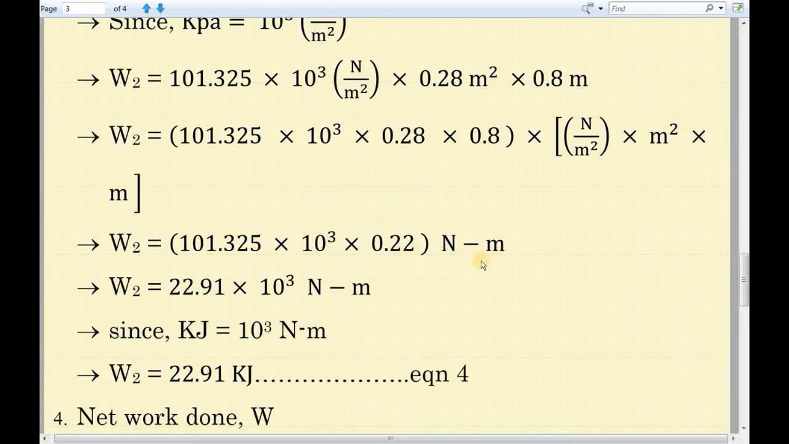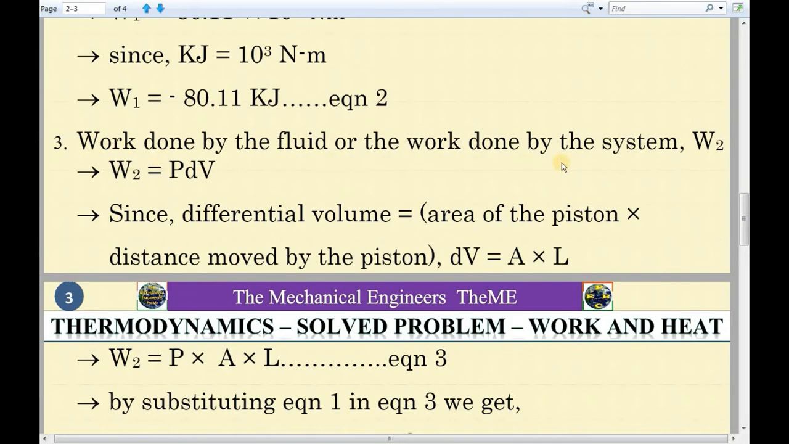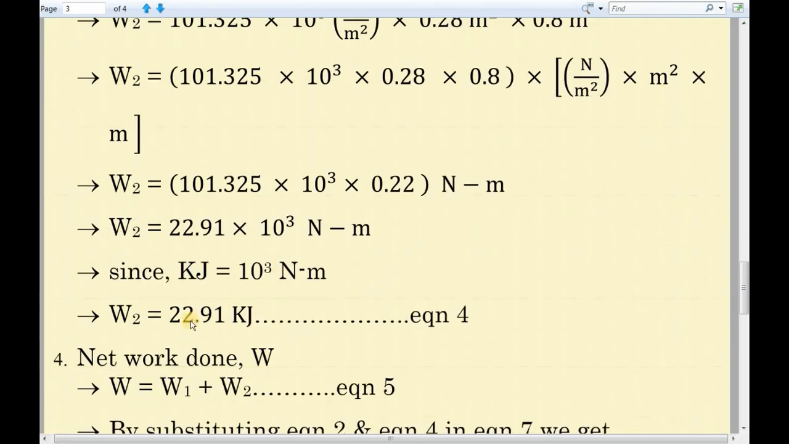So the next step will be W2 is equal to 101.325 into 10 power 3 into 0.22 Newton meter. In this RHS, 101.325 into 10 power 3 into 0.22 is 22.91 into 10 power 3. So the next step will be W2 is equal to 22.91 into 10 power 3 Newton meter. In this RHS, 10 power 3 Newton meter is kilojoule. So the next step will be W2 is equal to 22.91 kilojoule. And consider this equation as equation 4. So the work done by the fluid or work done by the system is 22.91 kilojoule.